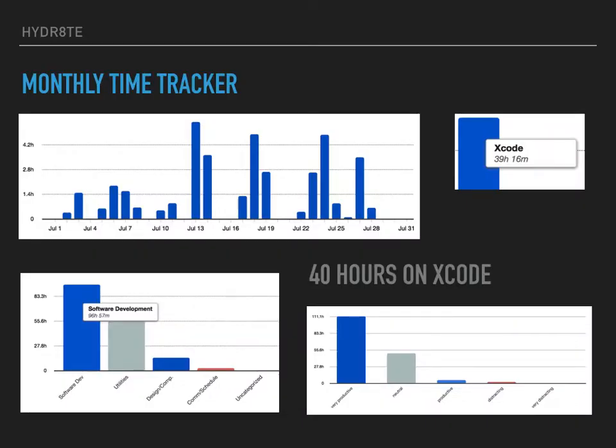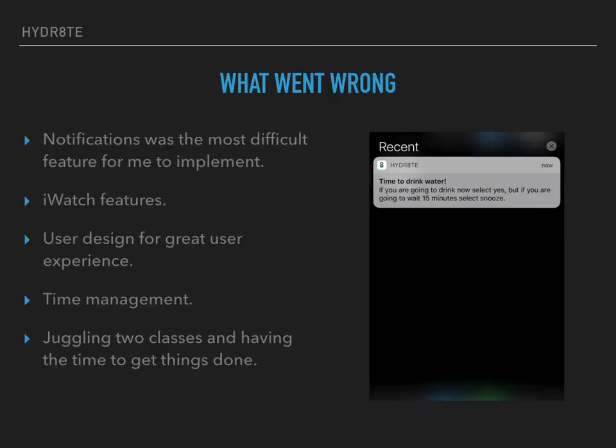Okay, so this is my monthly time tracker. It looks like I put about 40 hours in Xcode this whole month. It also has my daily hours at the top, and then in software development, it was 96 hours total for the entire month, but that was with my Java class as well as this one.